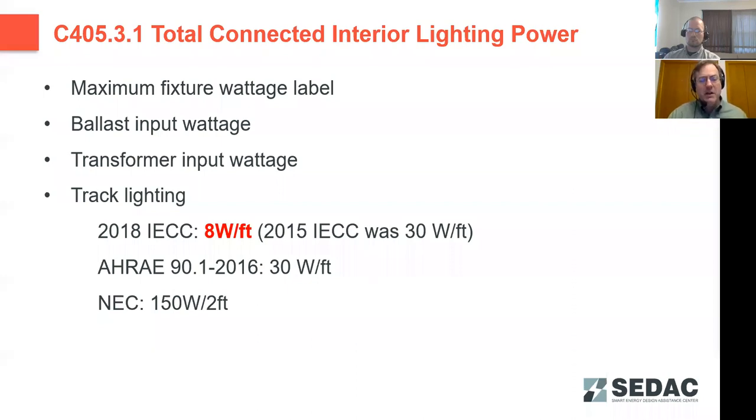So ASHRAE 90.1 still has 30 watts per foot in theirs, and the National Electric Code still calls out 150 watts for every 2 feet. So quite a substantial difference here.